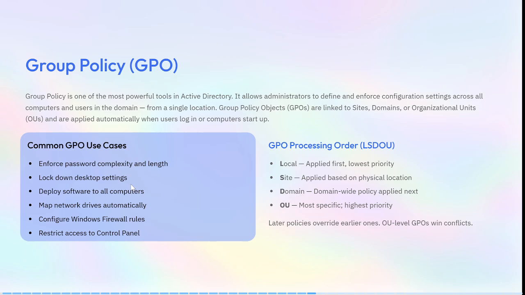On top of that, the domain-wide policy will take effect. On top of that, the organizational unit policy will take effect. So the OU is the most specific, with the highest priority. So local is the lowest priority and organizational unit is the highest priority.